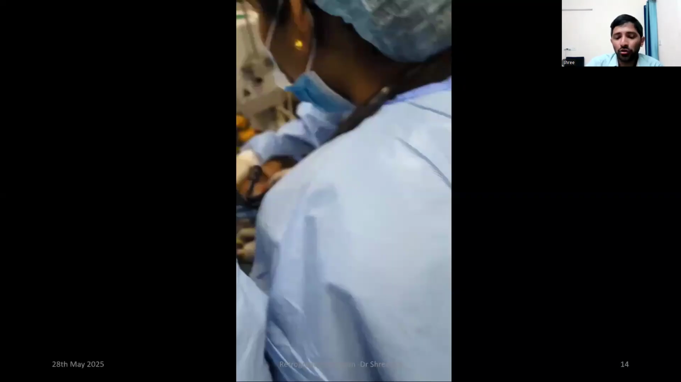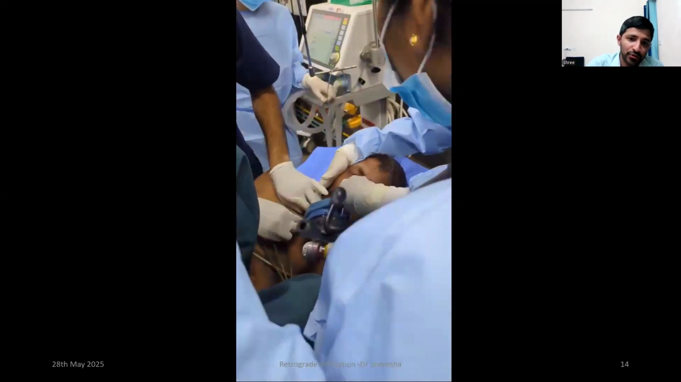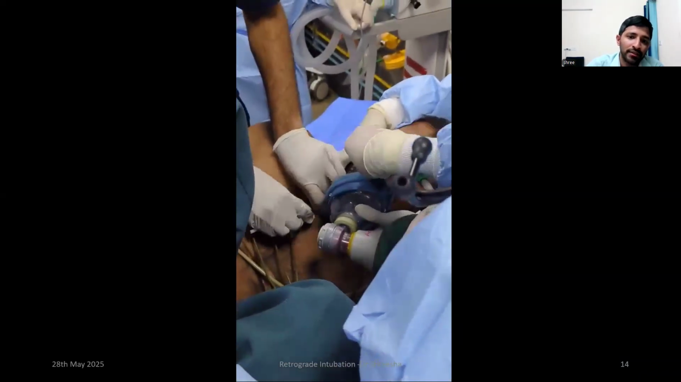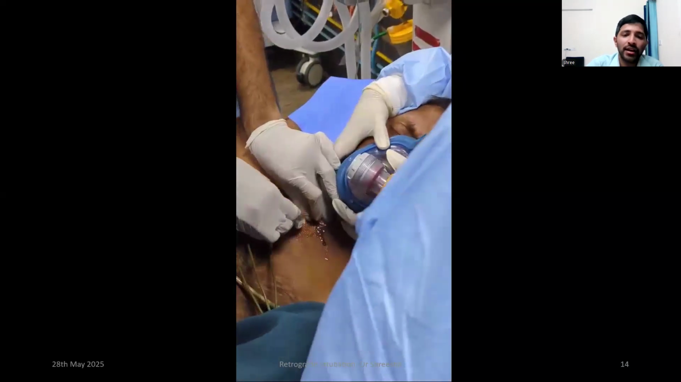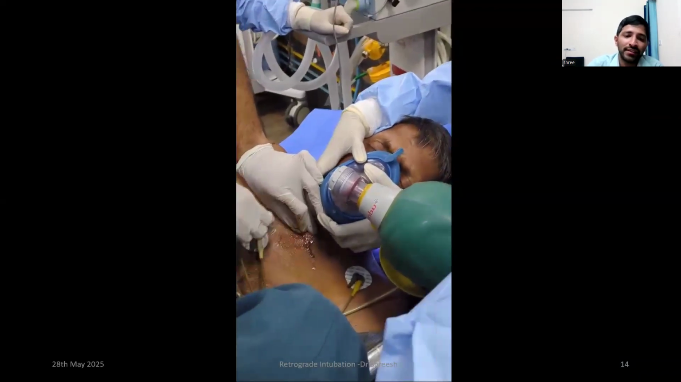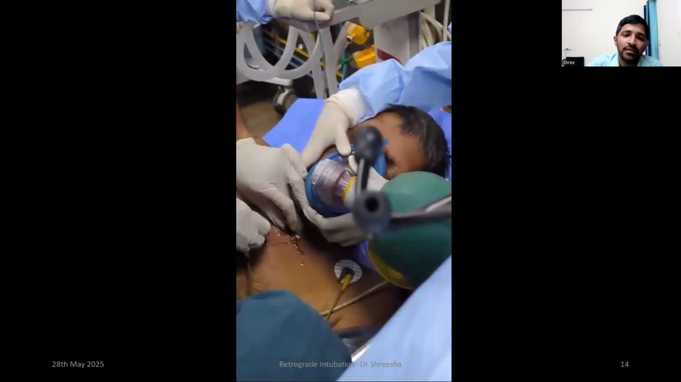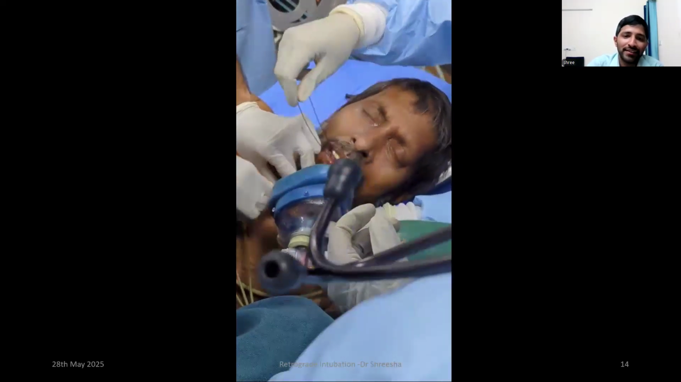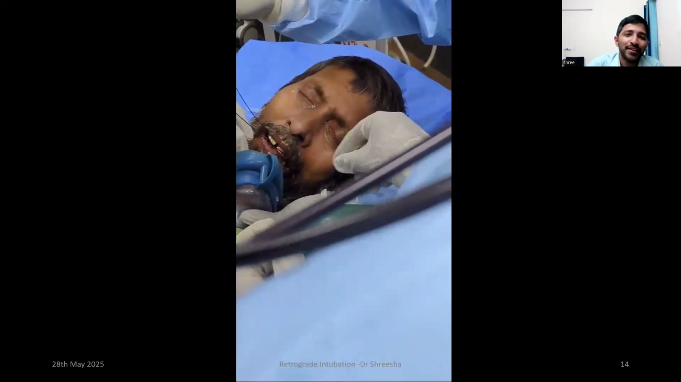So, this was the actual patient. This was actually the first attempt which was made. In this video, I had already made the cricothyroid puncture, and in this you can see me passing the guide wire. So this was not exactly a sterile technique.